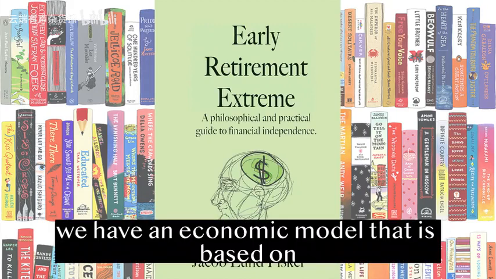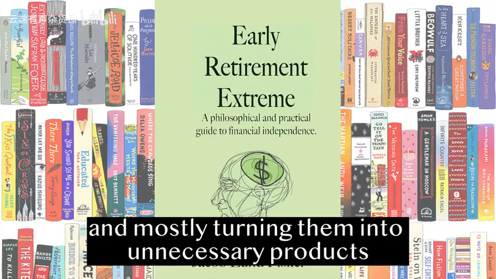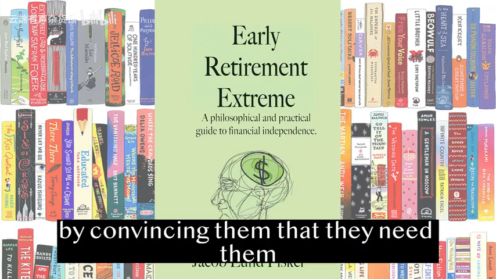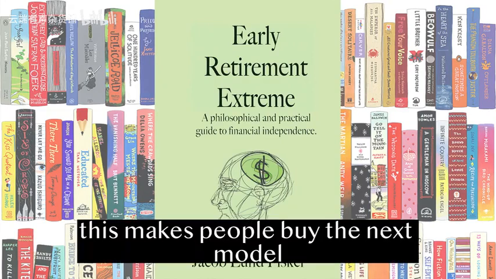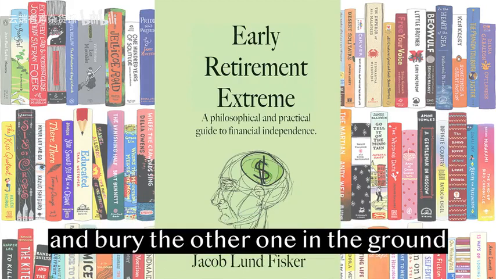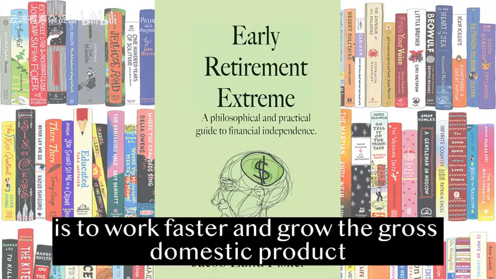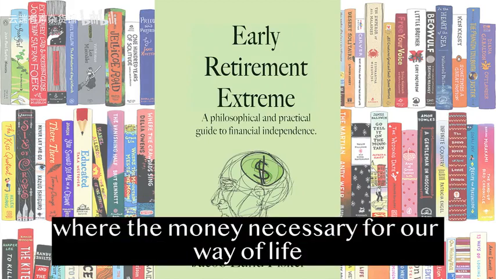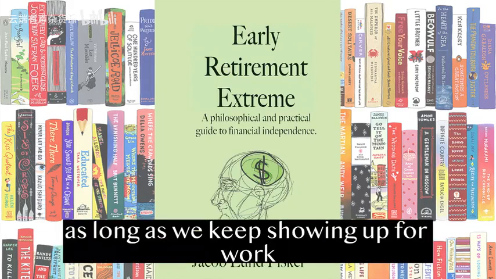We have an economic model that is based on pulling resources out of the ground and mostly turning them into unnecessary products, getting people to buy the products by convincing them that they need them, then getting them to throw the products away because they're obsolete. This makes people buy the next model and bury the other one in the ground. The sole goal of this seemingly pointless exercise is to work faster and grow the gross domestic product, which measures the resource churn. We live in a world where the money necessary for our way of life comes out of a slit in the wall as long as we keep showing up for work.